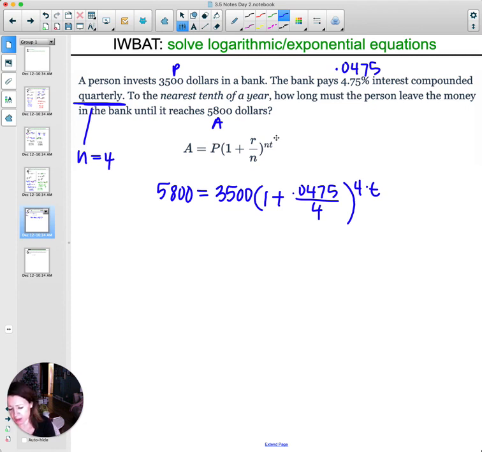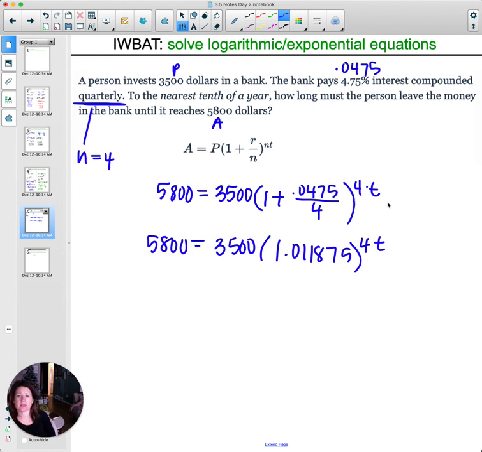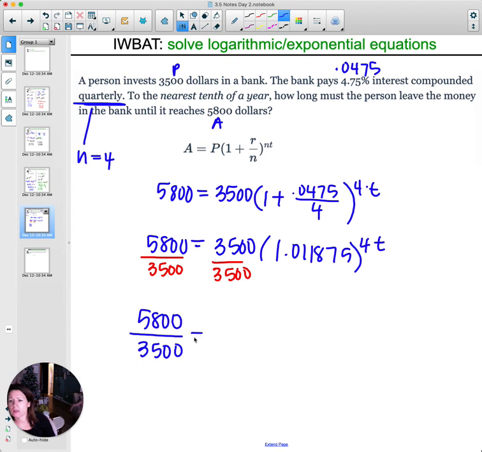So you're going to do 0.0475 divided by 4, plus 1, and inside of that parenthesis, you're going to have 1.011875, and then to the 4t. So we need to isolate this exponential part. So we're going to divide by 3,500 to both sides. And now I'm just going to leave it like that. I'm not going to do it to the decimal just because I don't feel like it. I'm going to type it in once at the end.